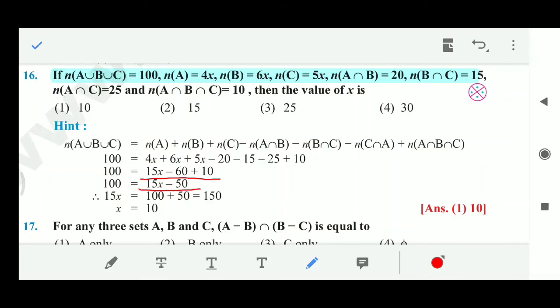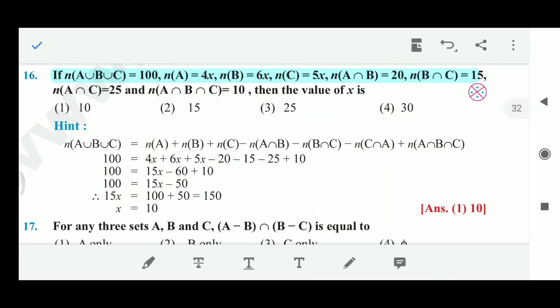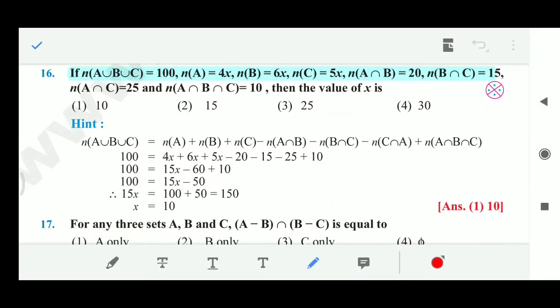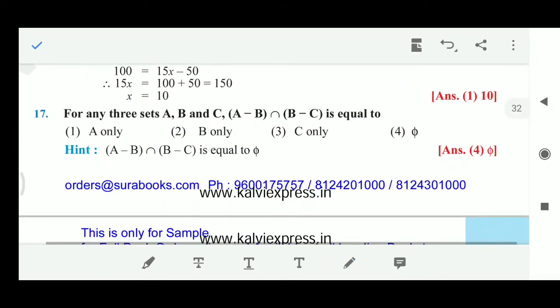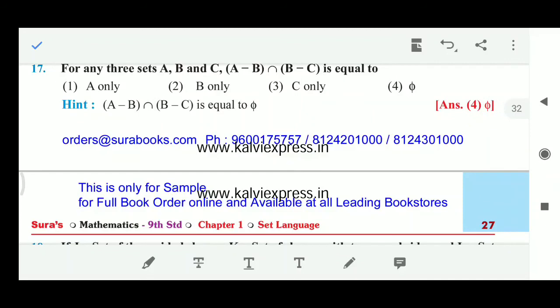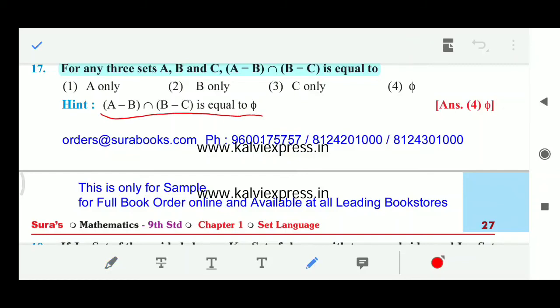Next we will go for question number 17. Here, for any three sets A, B, C, (A minus B) intersection (B minus C) is equal to, hint is given as (A minus B) intersection (B minus C) is equal to the null set. So the answer is null set, option 4.